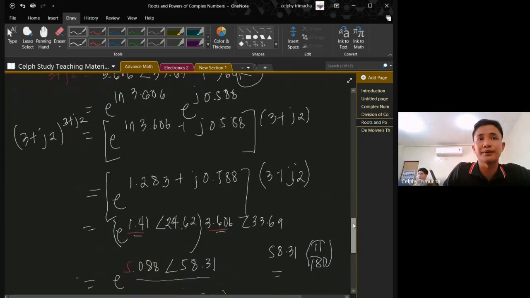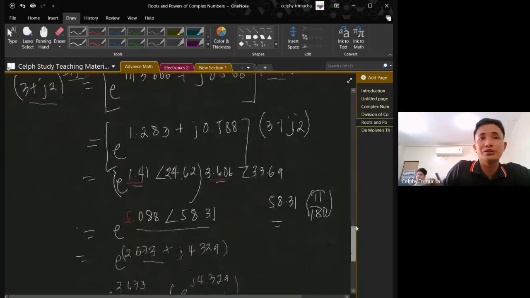Next, you can express it in the form where you just add the two exponents, the law of exponents. e^(ln 3.606 + 0.588j). Take note that the value we got is only 3 plus j2, so we need to return it to the value 3 plus j2 again. So we need to multiply the two. So ln 3.606 plus this value 0.588j is the exponent of our 3 plus j2.